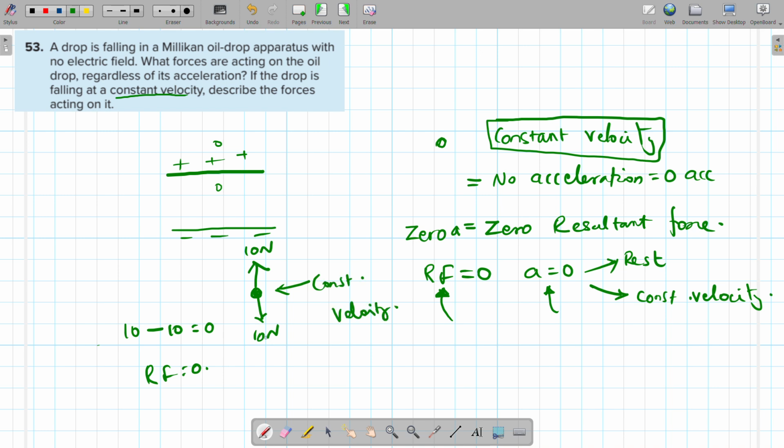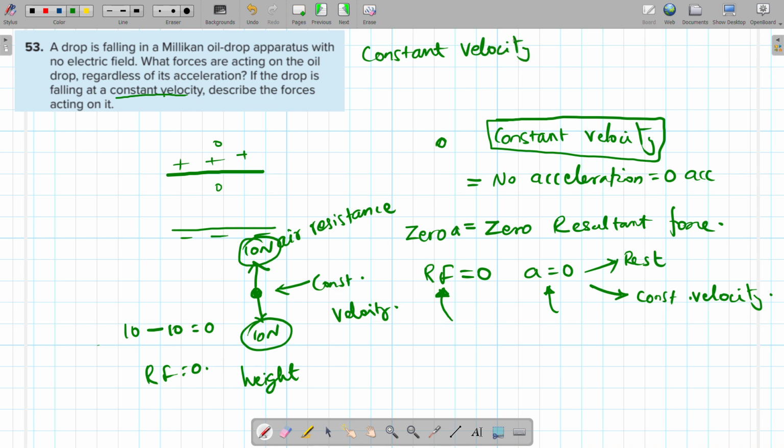So here, what is the downward force? The downward force is the gravitational force, or the weight of the oil drop. And what is the upward force? The upward force is air resistance. So you can say here the constant velocity is equal to resultant force is 0.